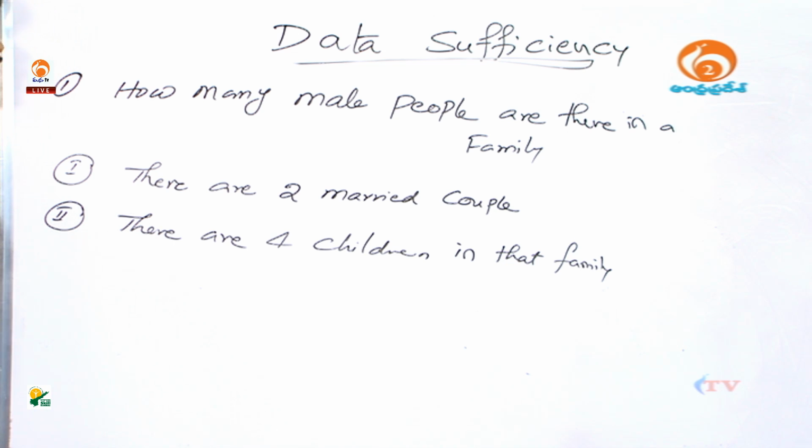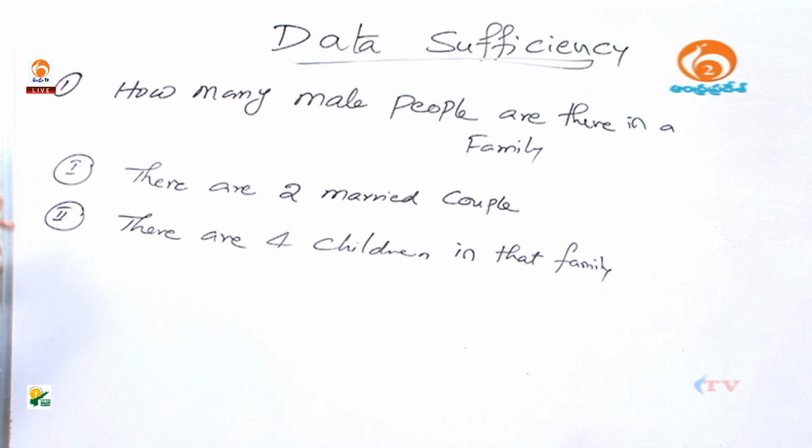First of all, the given question is how many male people are there in a family? We don't know the total number in the family. They are asking how many male people are there in that family. For that question, they have given conclusions. The first conclusion is there are two married couples. The second conclusion is there are 4 children in that family.